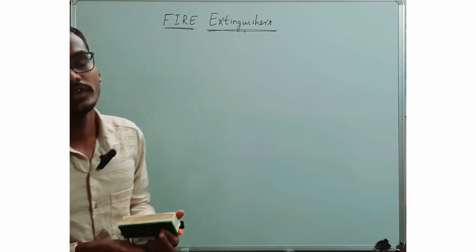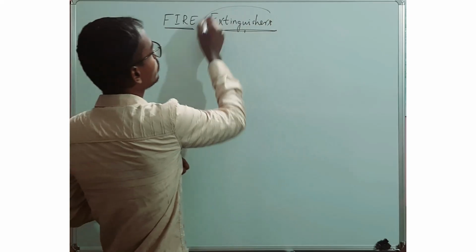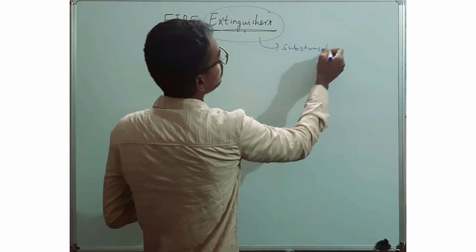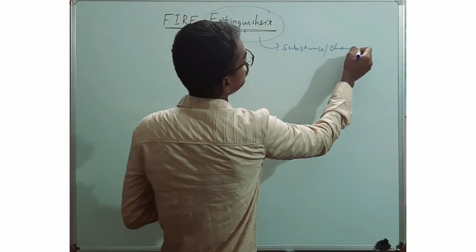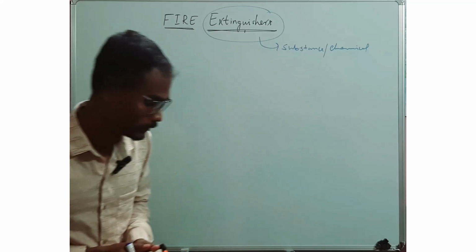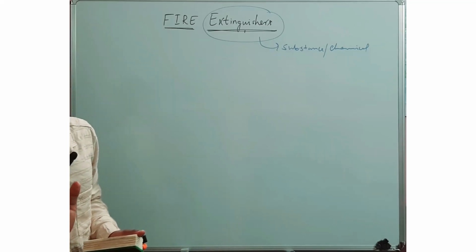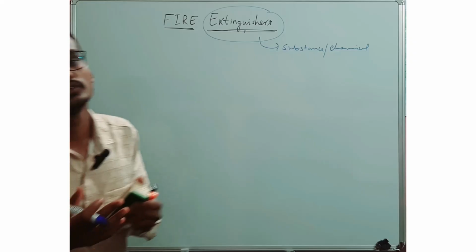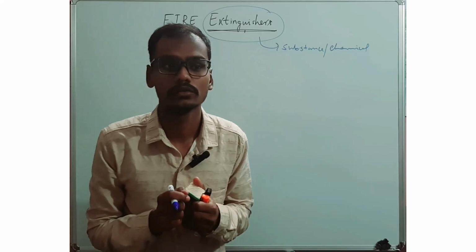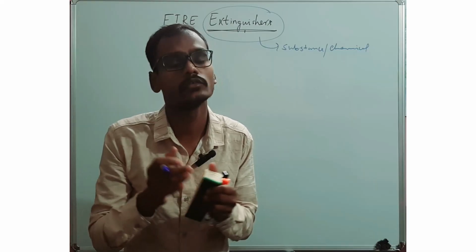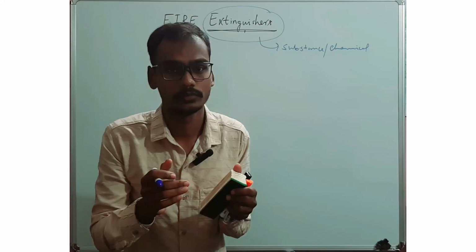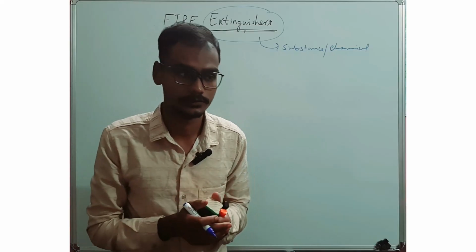Very basic information: an extinguisher is a substance or a chemical we use to control the fire. This is very clear to all. Before explaining which chemicals we use for a particular type of fire, note that we don't always use water to control the fire. We use different chemicals.